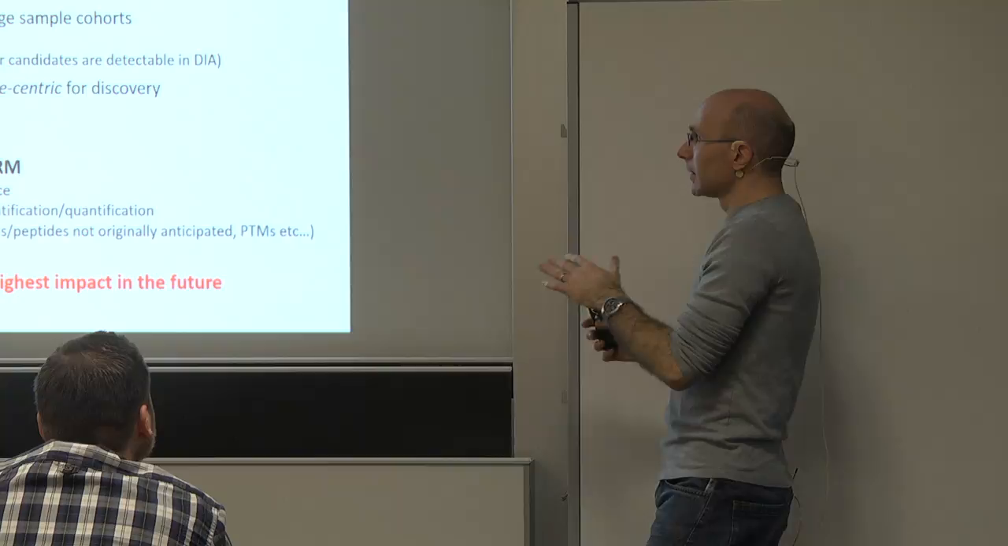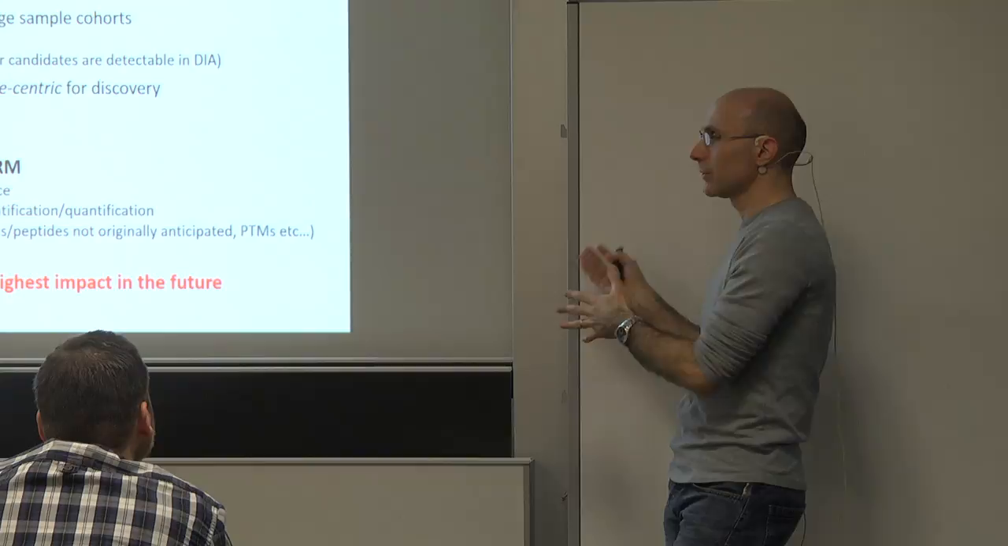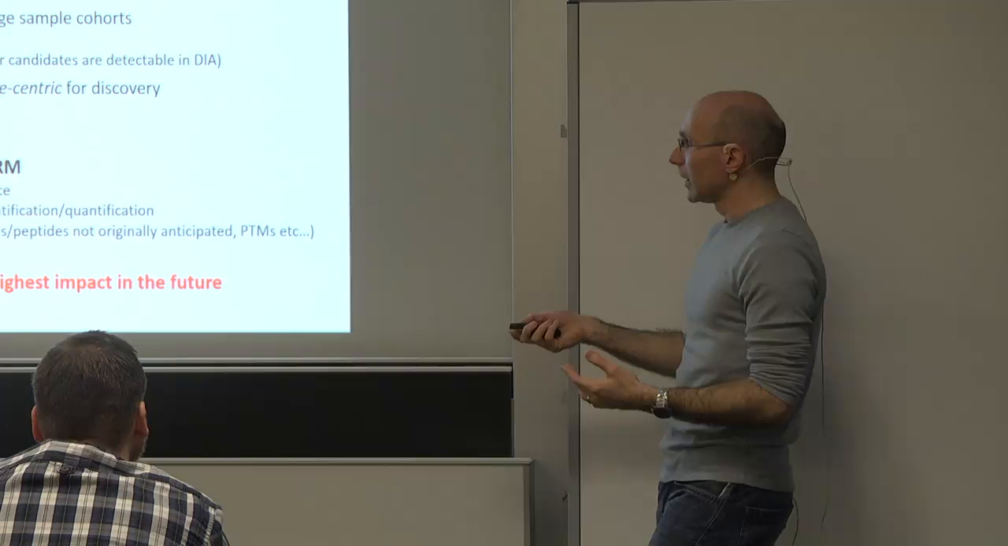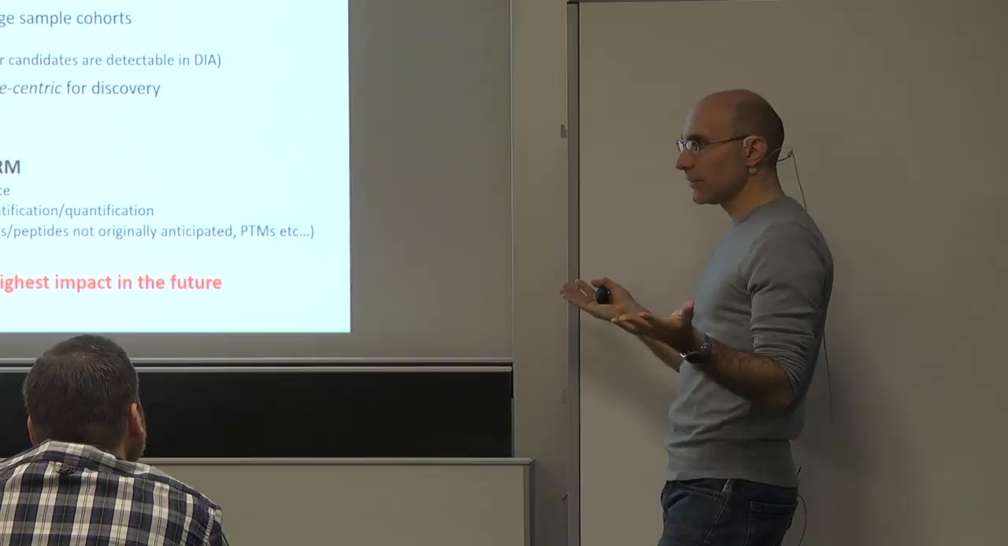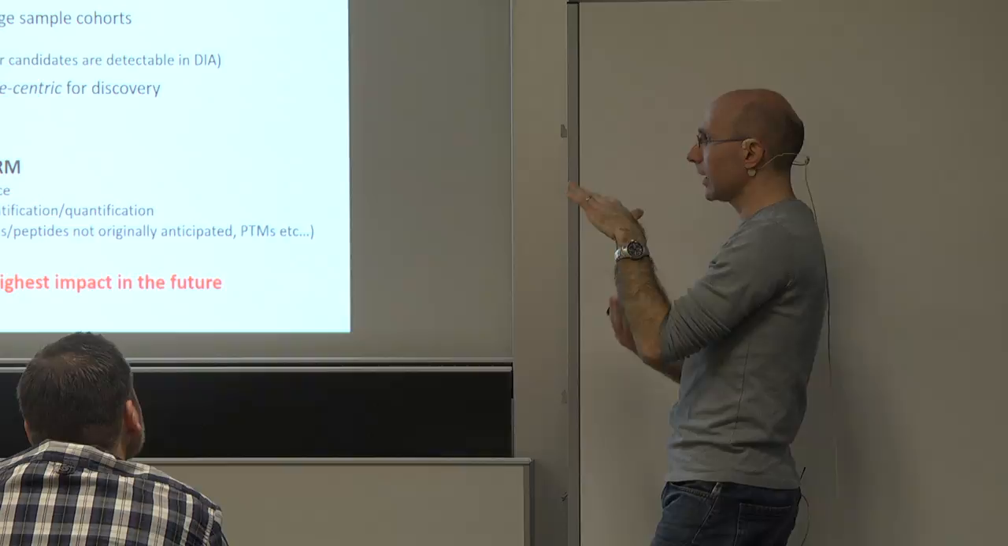But in DIA, you can see now, okay, we have 25 Dalton windows. Now actually with the machines, we acquire 10 Dalton windows. In 5 years, I'm sure we'll acquire DIA with one Dalton windows. So every single mass will be acquired for MS/MS spectra all the time. So there will be basically no need for shotgun. There will be no need for SRM. Everything will be acquired in one single shot at one single time.